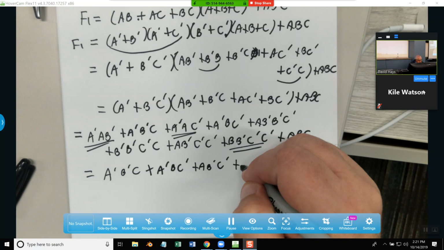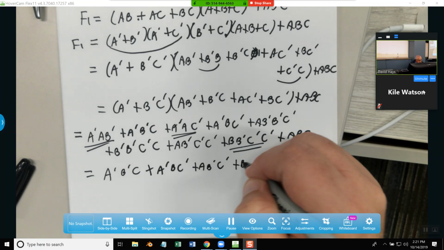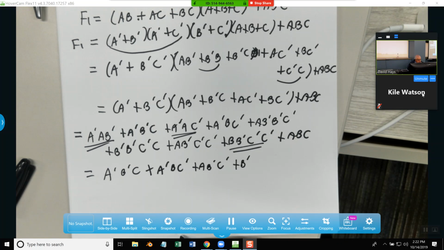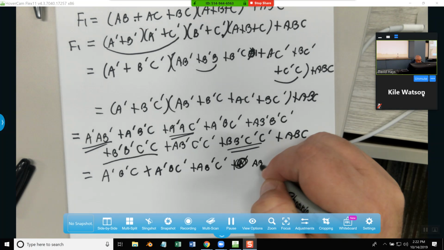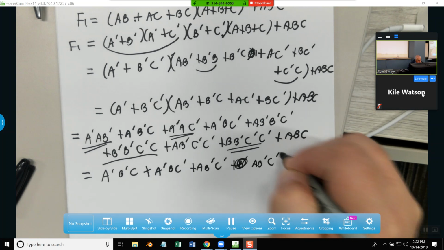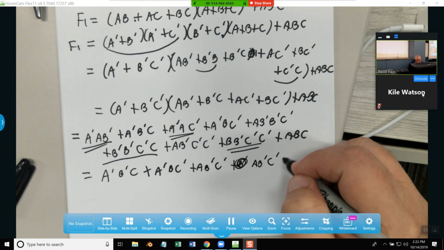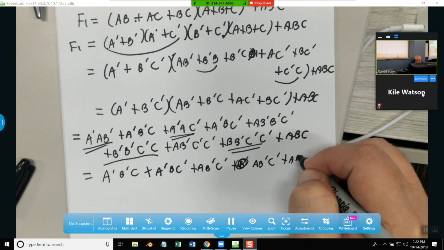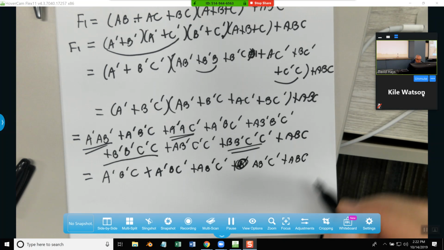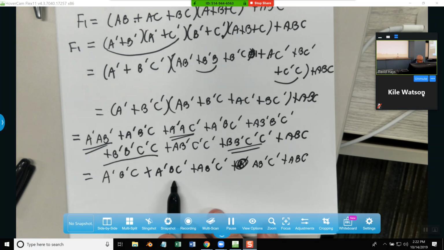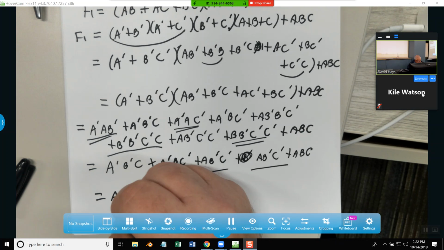Those two are the same, which means I can drop one of them. So it gives us A prime B prime C plus A prime B C prime plus A B prime C prime plus ABC. Okay, A B prime C prime, A prime B prime C, which is that, A prime B C prime. Okay, it checks with what they have in the book. That's how you get that, showing all the steps.